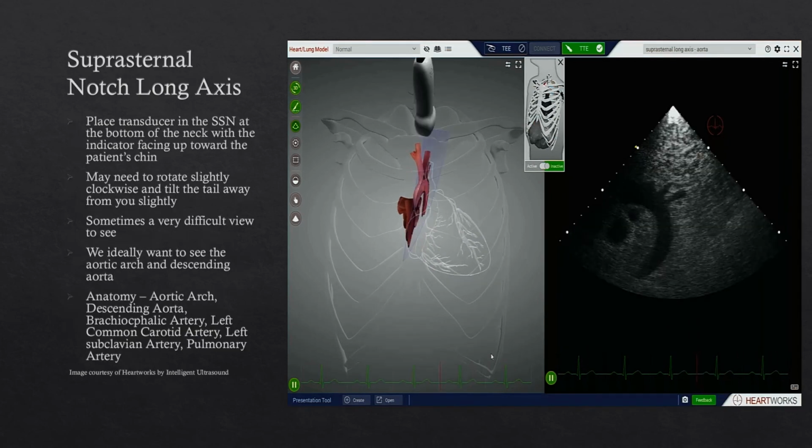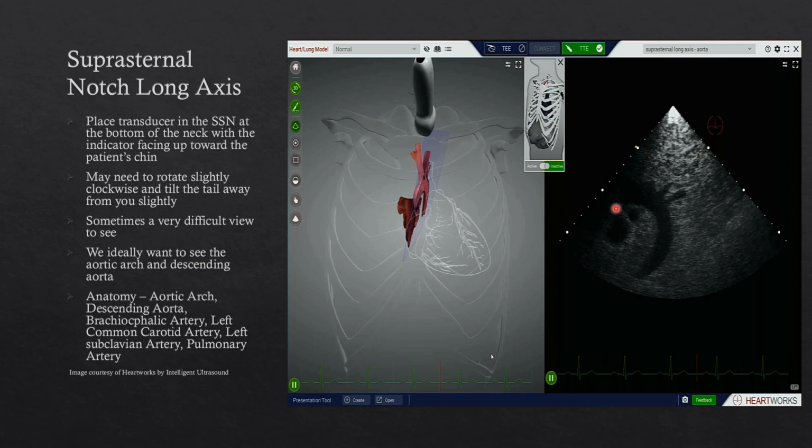Okay, that's it for our subcostal views. The last window that we're going to obtain is going to be our suprasternal notch window. So what we're going to do is take this transducer and come all the way up here right at the bottom of the neck. You will find a little notch there, right in between both clavicles. You're going to have your patient lean their head back, tilt their chin back. Your transducer indicator needs to be facing right towards the patient's chin, and you're going to slightly rotate clockwise and tilt the tail away from you just a little bit most of the time to obtain this view.